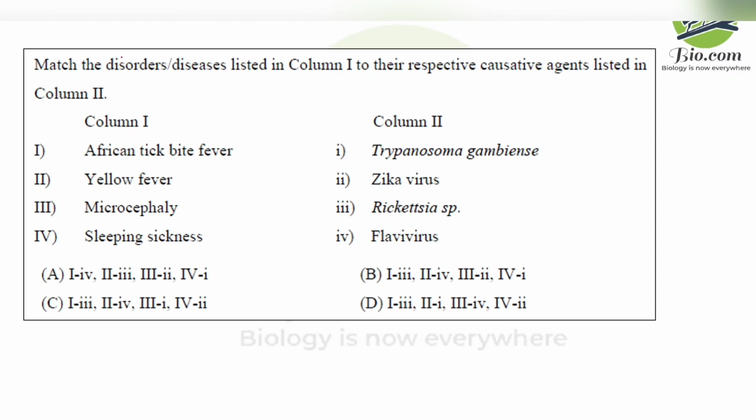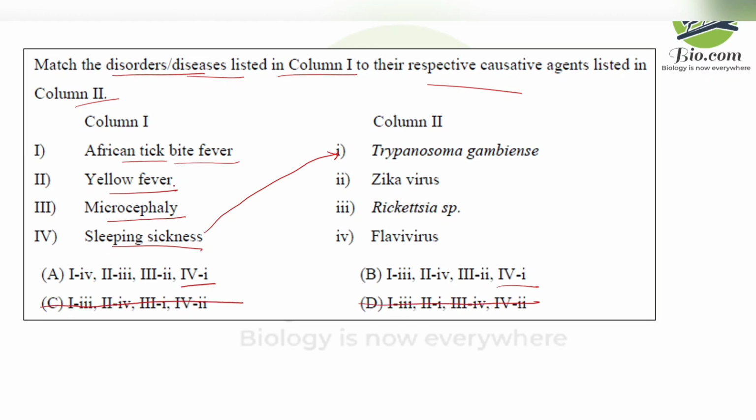So this is the very first question in which you have to match the disorders and the disease listed in column 1 to their respective causative agent listed in column 2. So in the first column, the first one is African tick bite fever, and yellow fever, microcephaly and sleeping sickness. So this sleeping sickness is caused by the Trypanosoma gambiense. So fourth matches with first. Where is fourth's first? It is in this one and this one. So you can eliminate C and D.